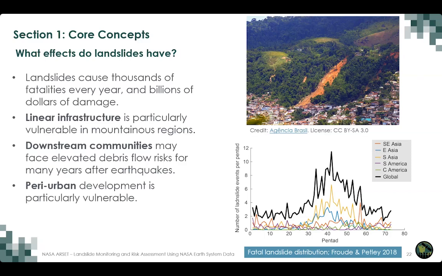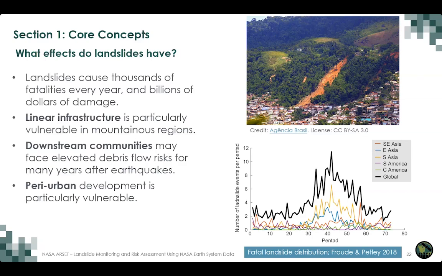Downstream communities may also face elevated risks for many years. That's because when a landslide is triggered, it can often sit as mobilized debris on a hill slope for many years. But when rainfall occurs later on, that can remobilize that sediment and form a debris flow that can then impact communities further downstream. And so understanding the long lifespan of these systems and how they may impact downstream communities is particularly important.